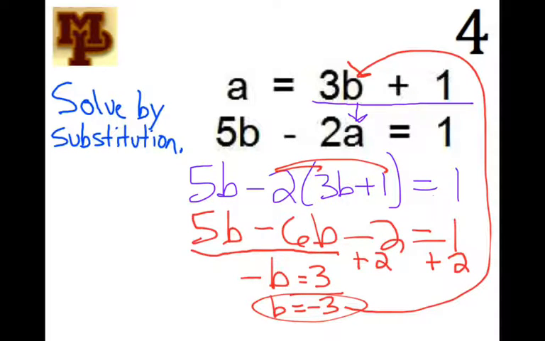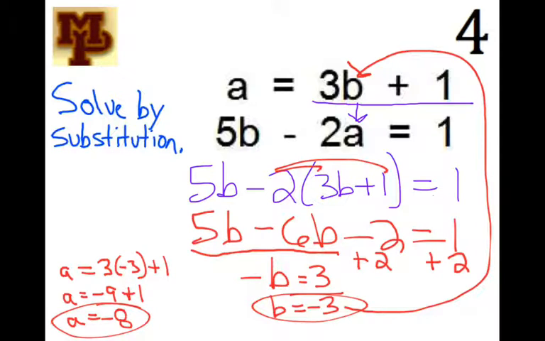So we have a equals 3 times negative 3, and then plus 1. So we've got a equals negative 9 plus 1, so a equals negative 8. So we put the two together, that would be negative 8 comma negative 3.